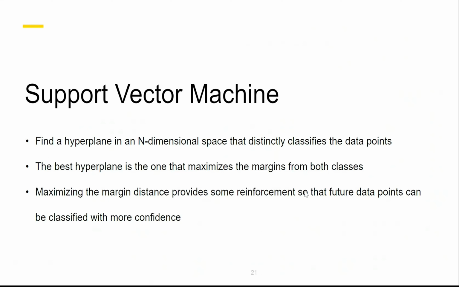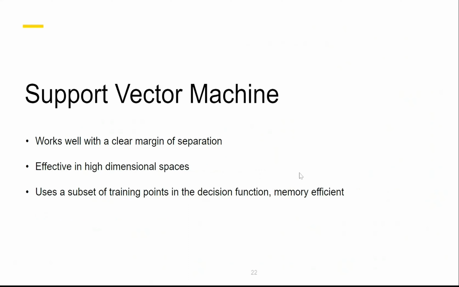Its advantages are obvious. It works really well in a clear margin of separation, is also effective in high dimension spaces, and it's good at saving memory because it uses a subset of training points in the decision function, which are also called support vectors.